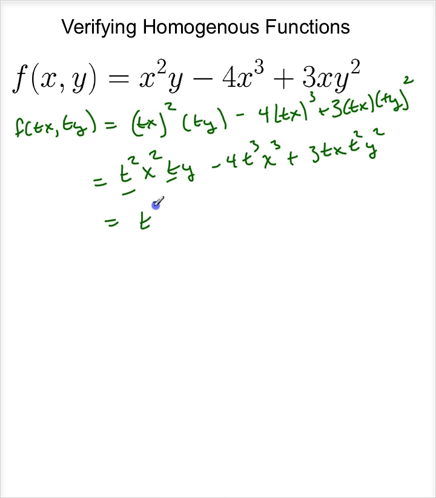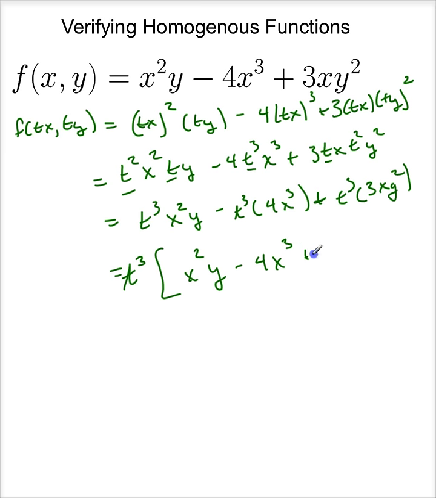I'm left with x squared y minus 4x cubed plus 3xy squared. And it turns out, lo and behold, this is t cubed f of x, y. So this is indeed homogeneous, degree 3.